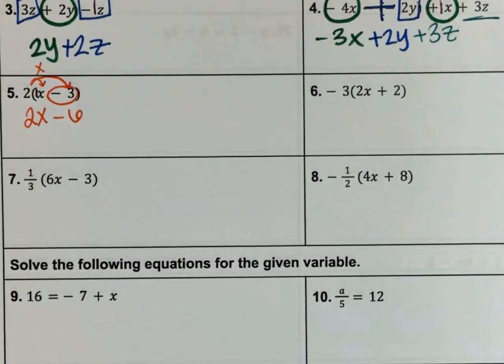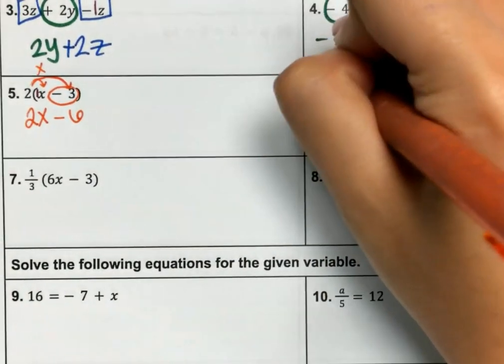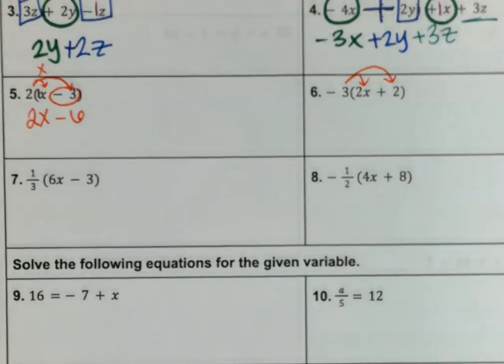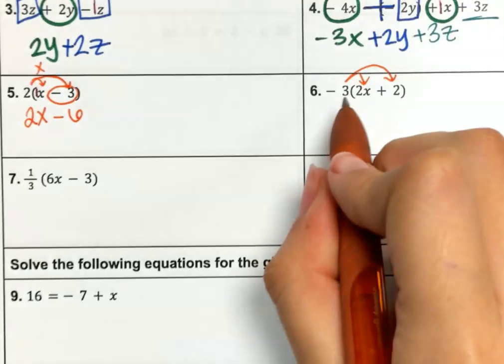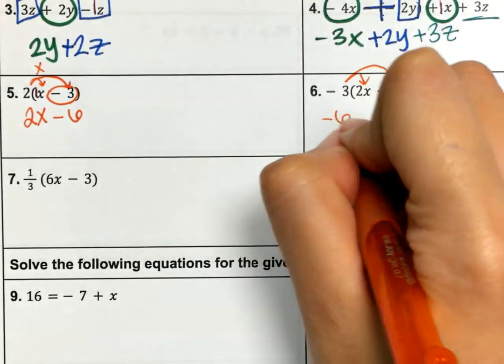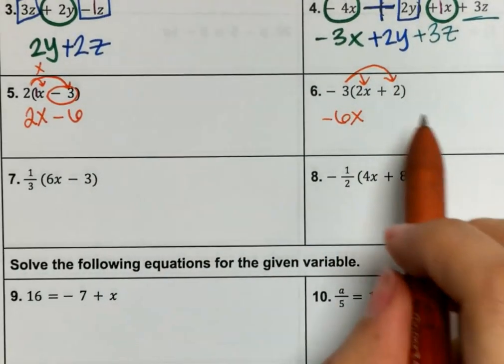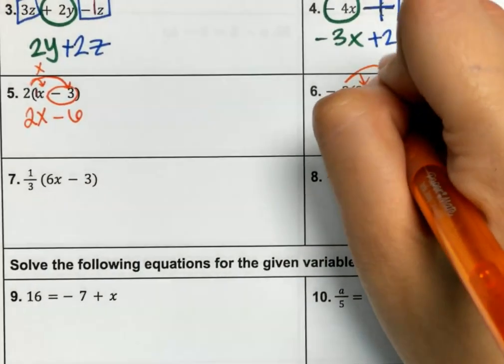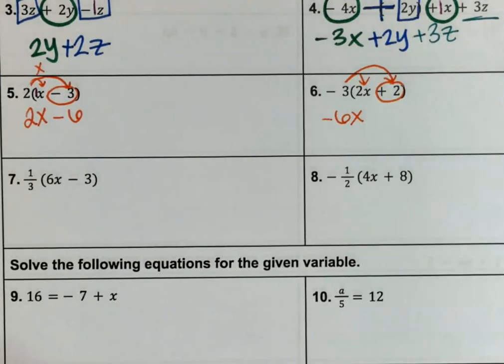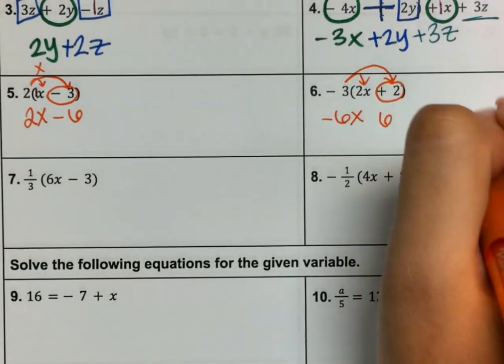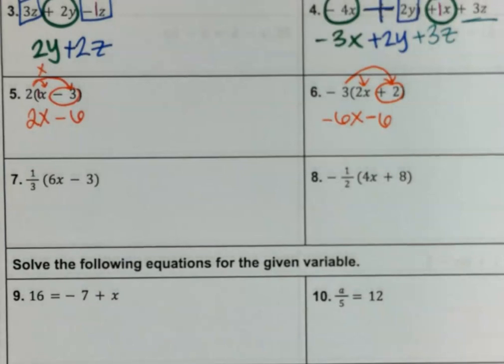Number 6, we're going to do the same thing. We're going to draw our double arrows. And we're going to do negative 3 times 2x. Well, negative 3 times 2 is negative 6. Keep the x. And negative 3 times positive 2. 3 times 2 is 6. Negative times positive is negative.